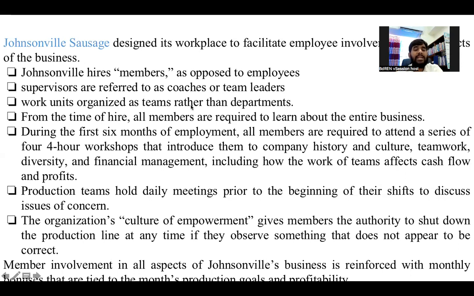Work units are organized as teams rather than departments. Usually in our organigram, we say production department, operations department, accounting department, finance department, marketing department. But in today's world, they organize as teams because a team has the option to contribute to the other department teams. And if you can remember the definition of a high performance work system, what is a high performance work system?